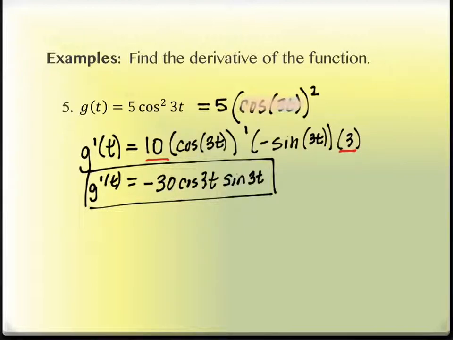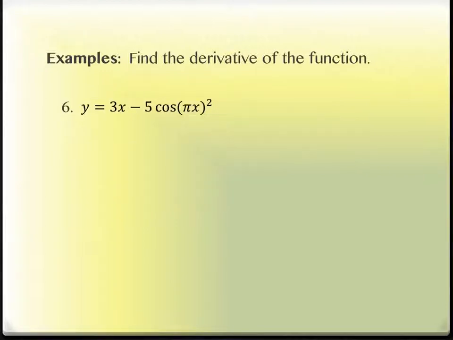All right, one more with the same directions, which are to simply find derivatives. Y equals 3x minus 5 cosine of pi x squared. Alrighty, so what do we have going on here? Well, 3x is nice. What's the derivative of 3x? 3. You betcha. What else? Well, I have a 2 here, and I have a parenthesis here.